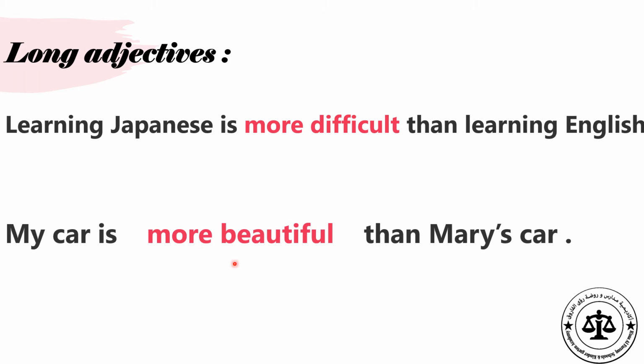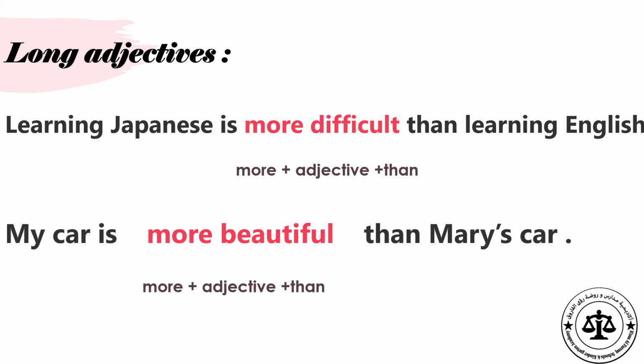My car is more beautiful than Mary's car. So, my car, the first item, Mary's car, the second item. We use more beautiful because beautiful has 3 syllables. This is a long adjective, so we have to put more beautiful than Mary's car. So this is the second way to form comparative adjectives.